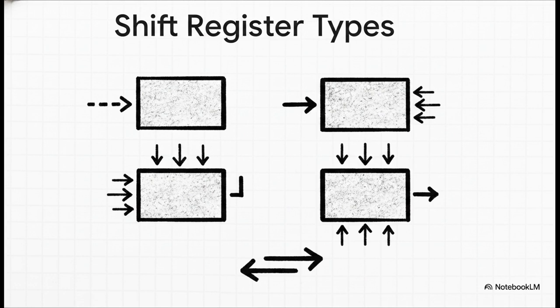We've got SISO, which stands for serial in, serial out, meaning data trickles in 1 bit at a time and leaves 1 bit at a time. Then there's SIPO, or serial in, parallel out, where it enters bit by bit but gets read all at once. PISO is parallel in, serial out, and PIPO is parallel in, parallel out. Plus, we've got bidirectional registers that can shift left or right, and universal shift registers. Those universal ones are the ultimate multitaskers. They can shift left, shift right, and parallel load, the whole shebang.